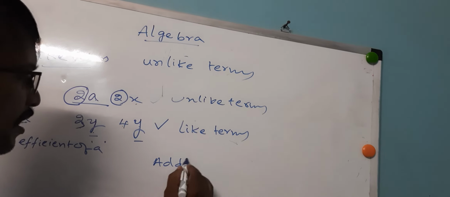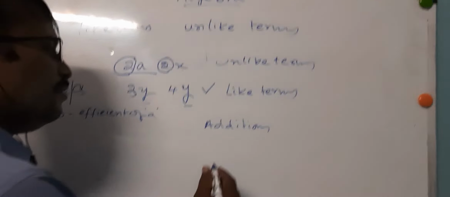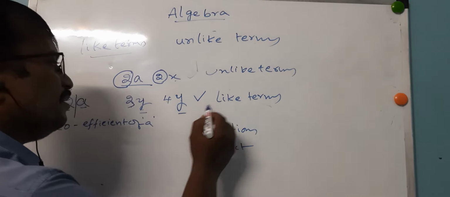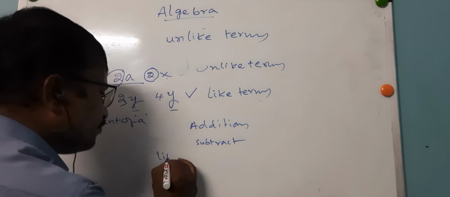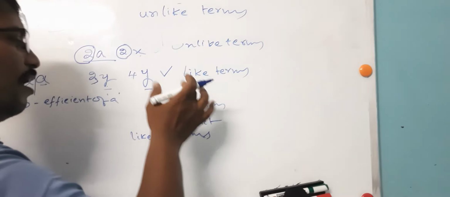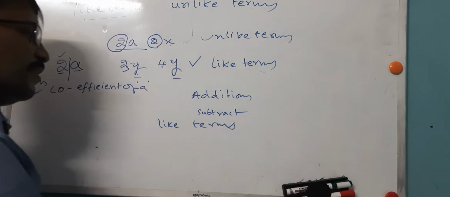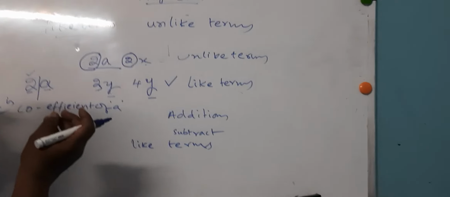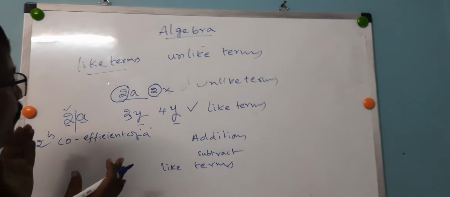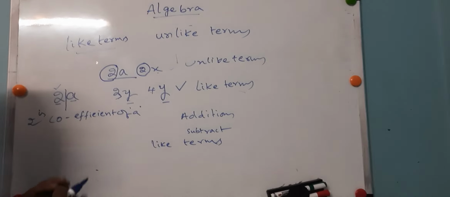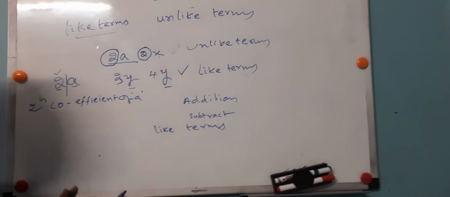In addition and subtraction of algebraic expressions, we can add or subtract only like terms. So we know that like terms means the variables are the same in the terms, and when variables differ from each other, we call them unlike terms.